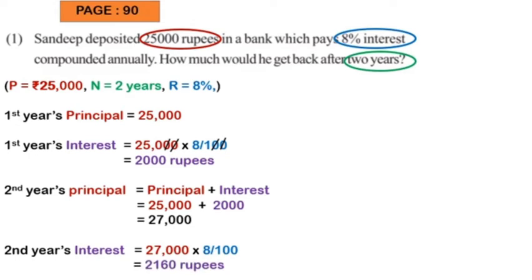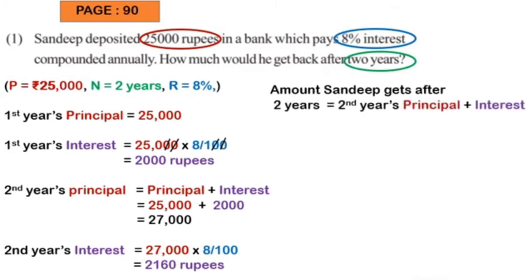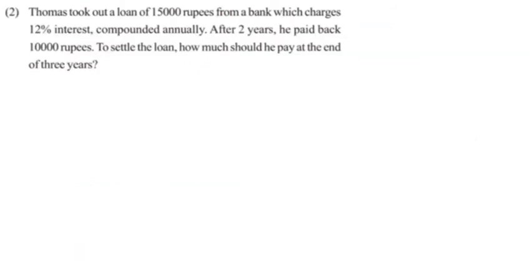That is 2,160 rupees in second year. So how much is the amount Sandeep gets after 2 years? That is second year's principal amount plus interest. That is 27,000 plus 2,160. So answer is 29,160 rupees.